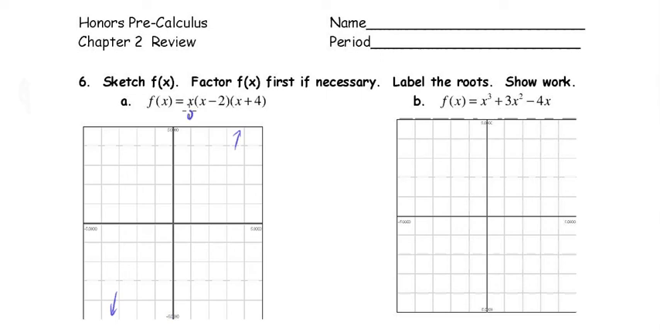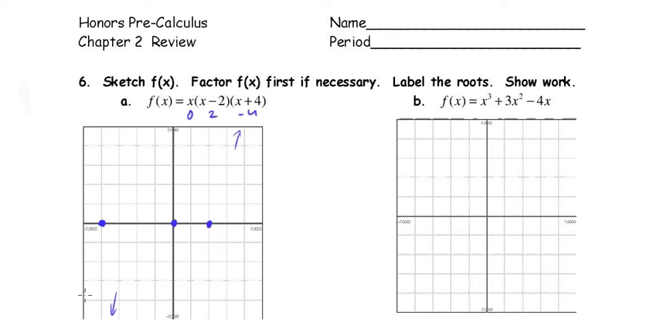Since this one is already factored for us, my roots are 0, 2, and negative 4. All right, and now they're all single roots, and this is going to be as neat and in-depth as your graph really needs to be at this point.